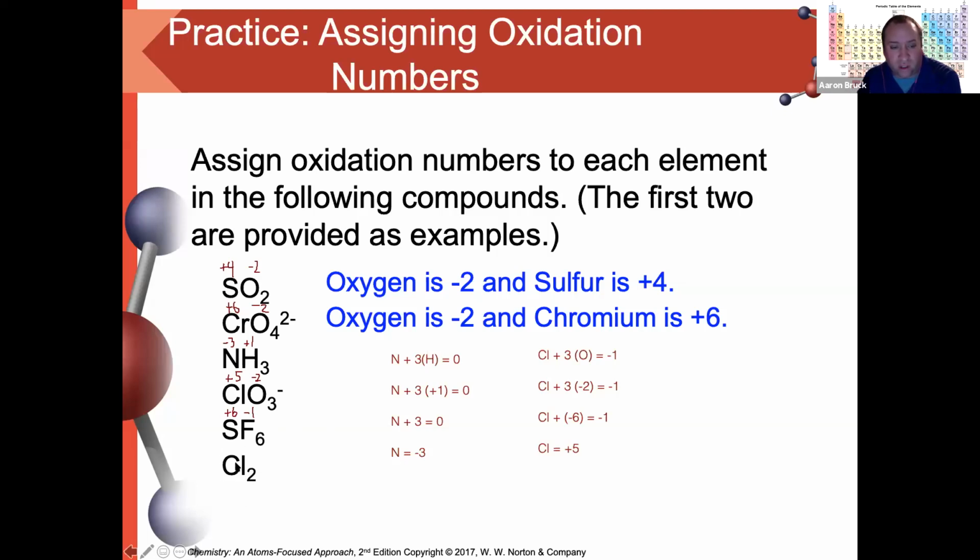Okay, what about the chlorine here? Would that be 0? It would be 0. Now, if you read that as Ci2, you probably would have a hard time figuring that one out because we don't have any guidelines around those. But this is actually chlorine, Cl2. And so if we just did the algebra around that, 2 times chlorine is equal to 0. Well, then chlorine has to be 0.